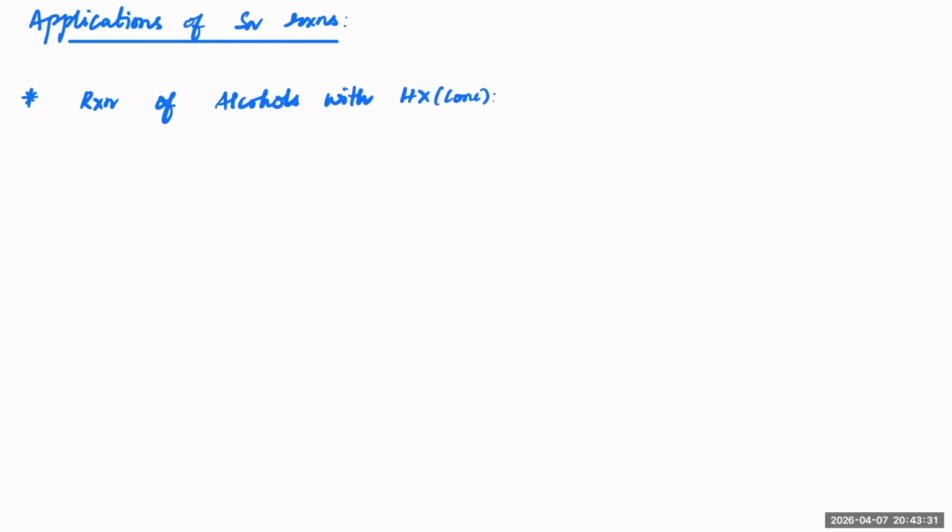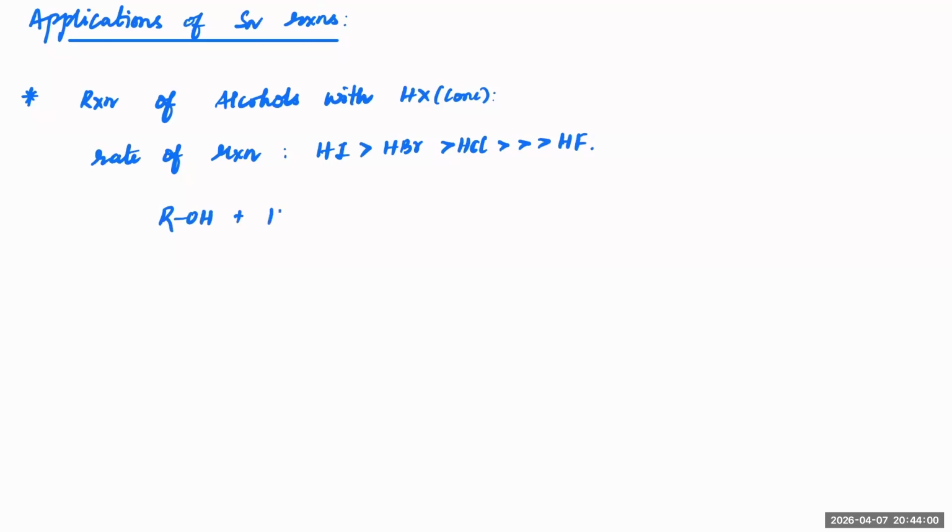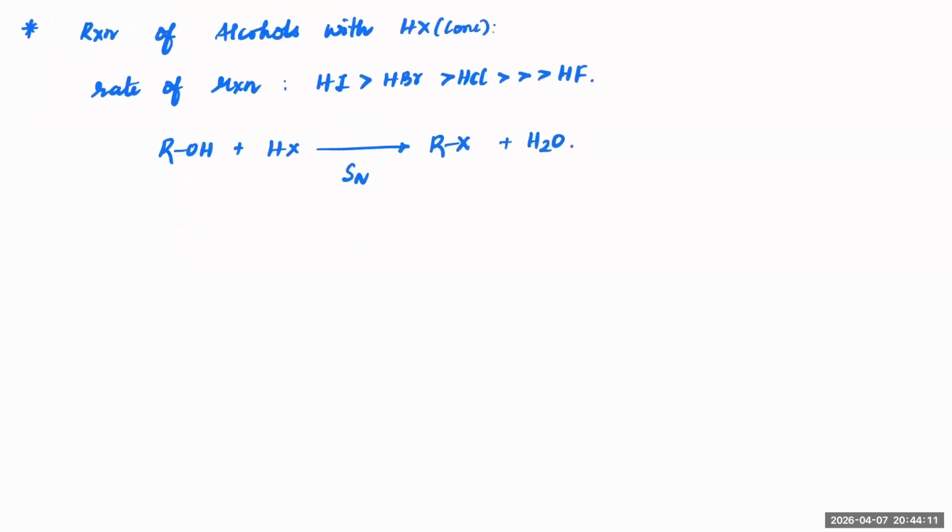Now, usually, whenever we write the rate of reaction for any SN, whether it is SN1 or SN2, it will be HI greater than HBr greater than HCl, which is far greater than HF. HF hardly makes any reactions on alcohols. Now, how does the reaction work? Alcohol plus HX could be any SN reaction, SN1 or SN2, but it will give you RX and H2O. This is the overall reaction.